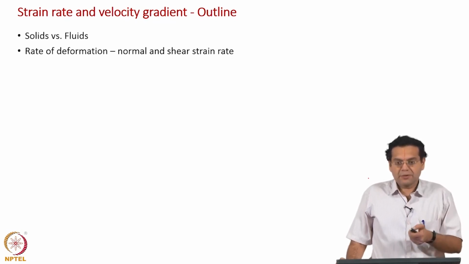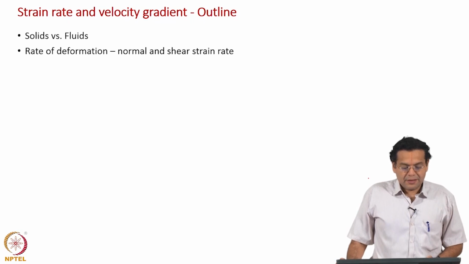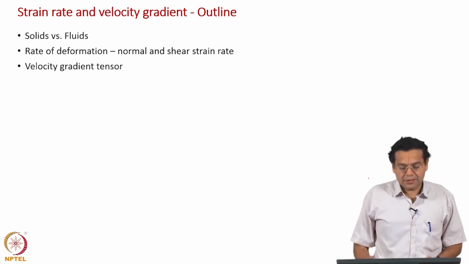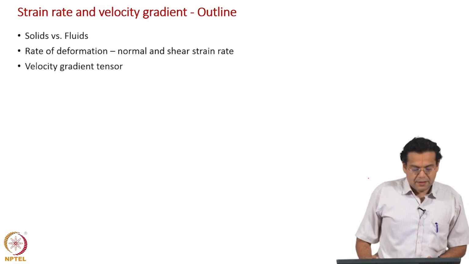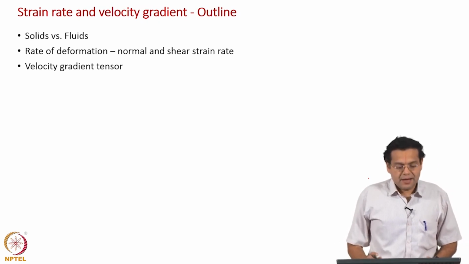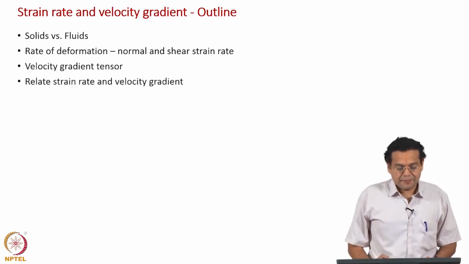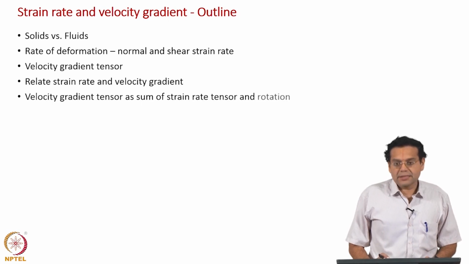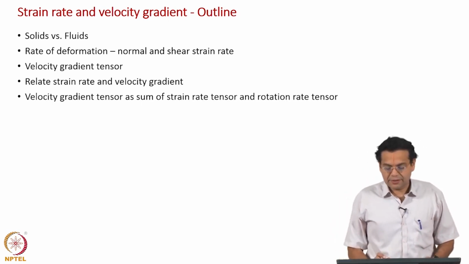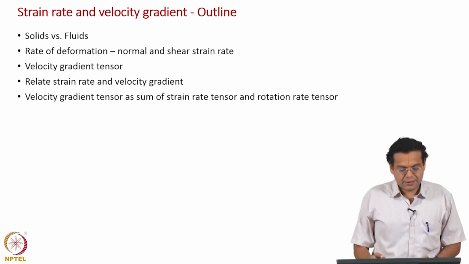deformation is for solids and rate of deformation for fluids, and rate of deformation could be in terms of normal and shear strain rate, and we also discussed the rate of rotation, and introduced the velocity gradient tensor analogous to the displacement gradient tensor for solids. Then we related strain rate to the velocity gradient, and finally expressed the velocity gradient tensor as the sum of the strain rate tensor and the rotation rate tensor, which we call the decomposition of fluid motion.